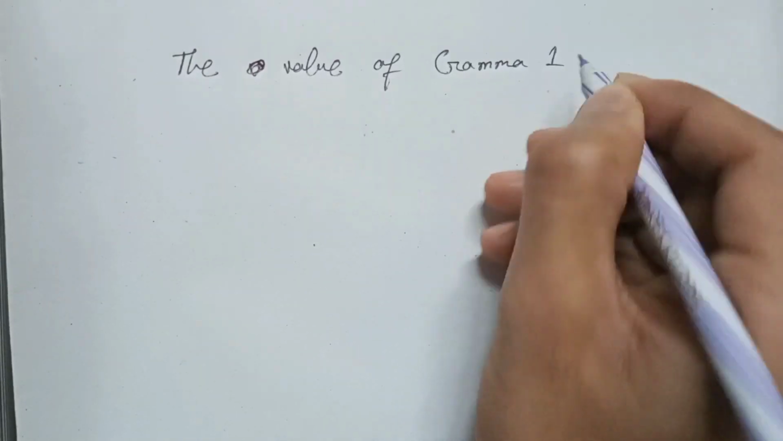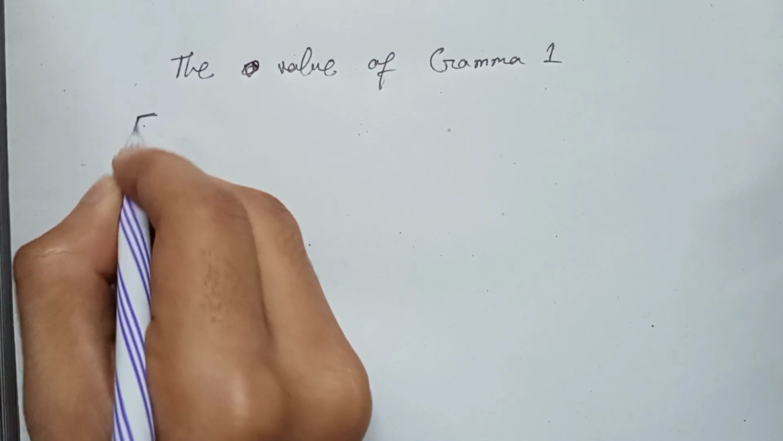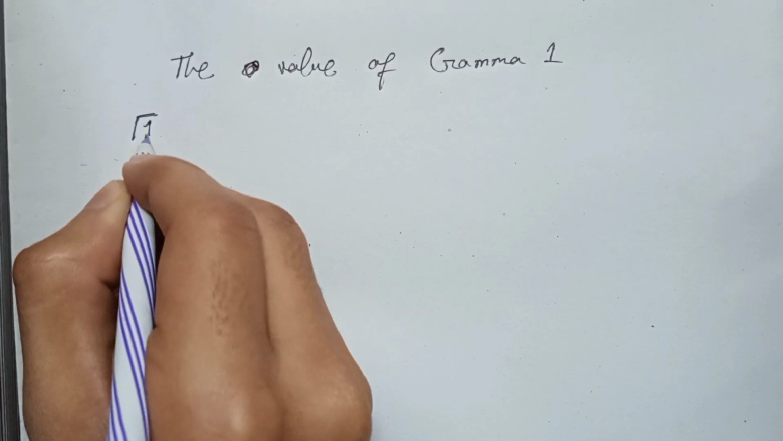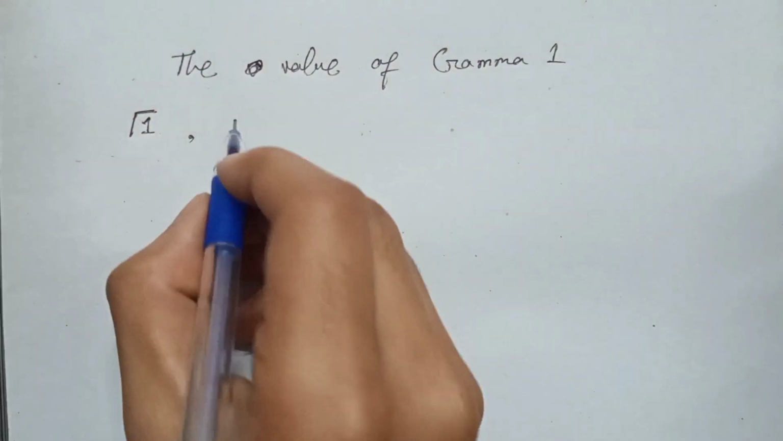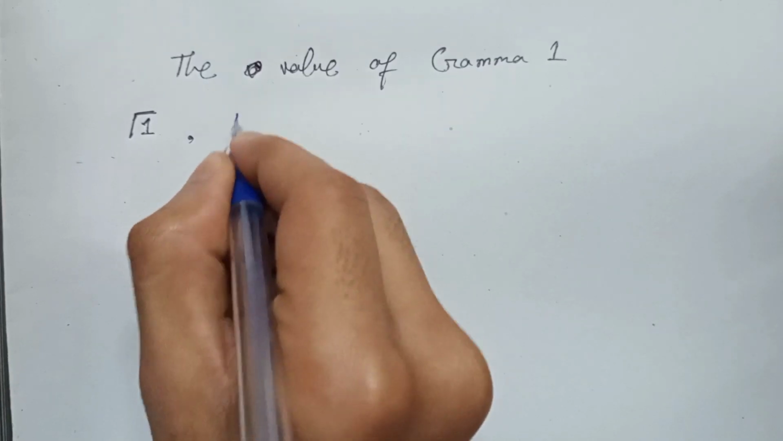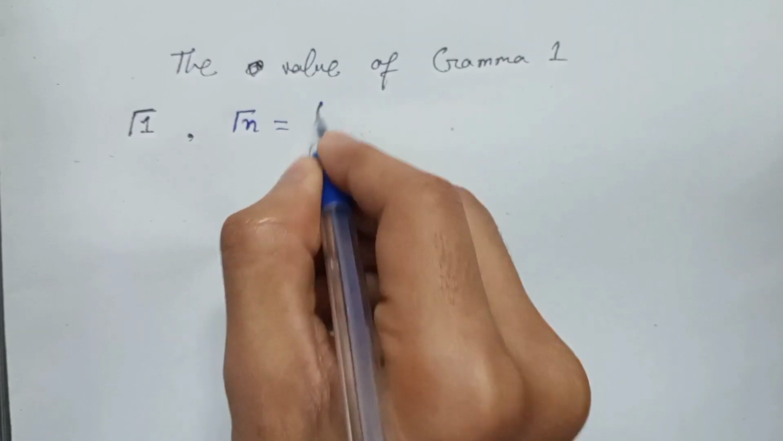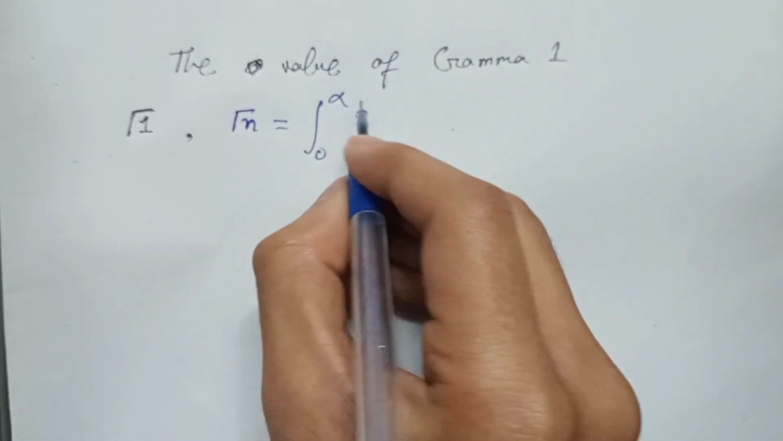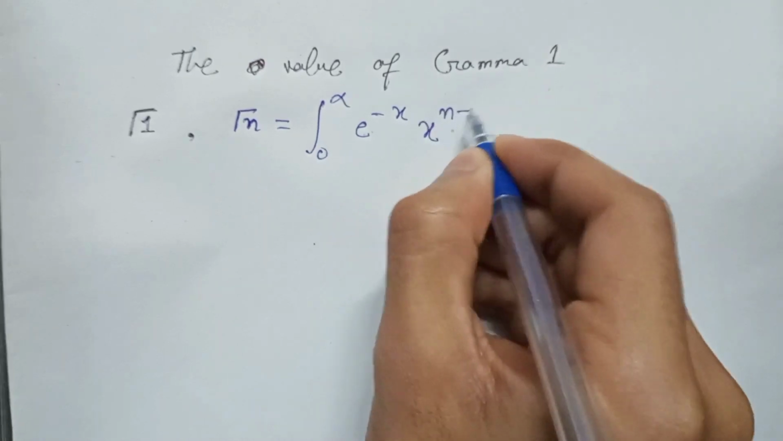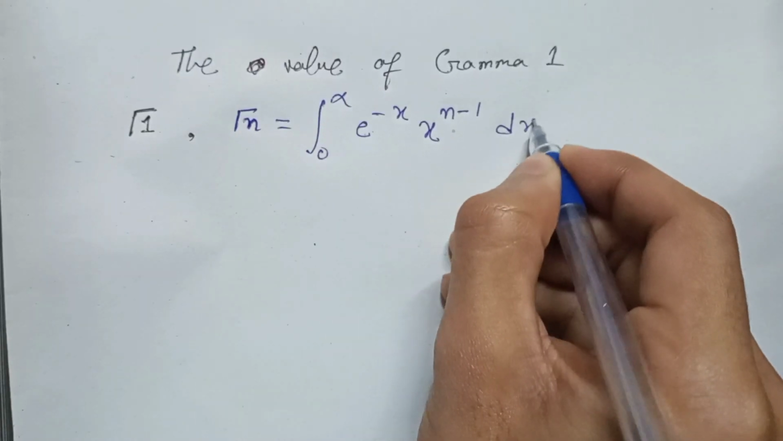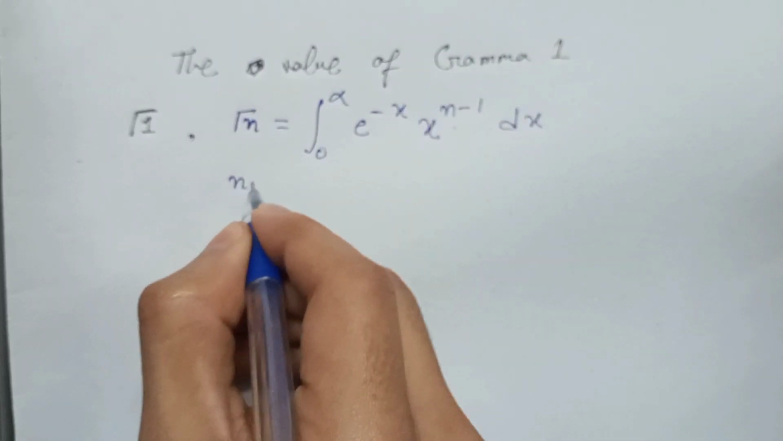Now gamma 1 means here is the sign of gamma function, and inside this we will put the 1. Now in the previous video what we have discussed is that gamma n is equal to the integration from 0 to infinity of e to the power minus x and x to the power n minus 1 dx. Now in the place of n, put n equals to 1.